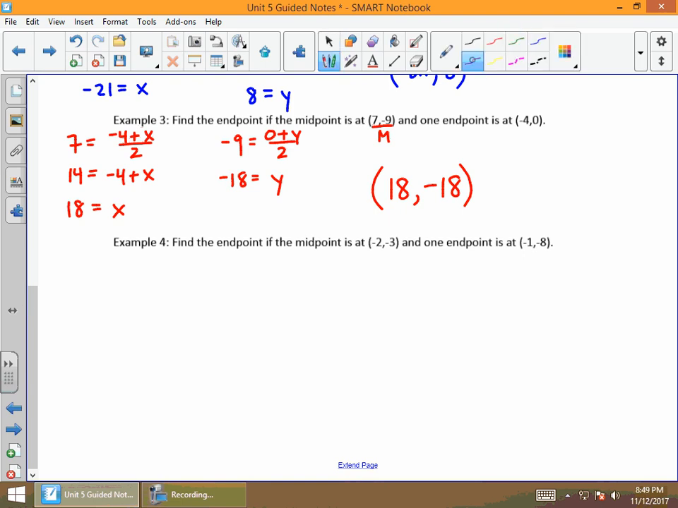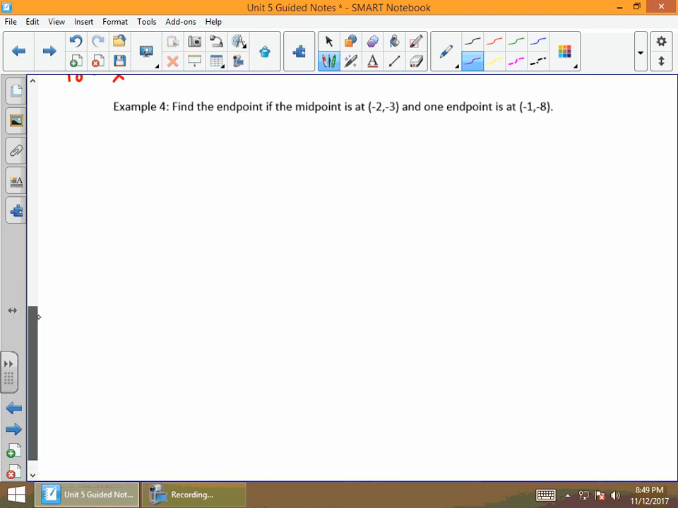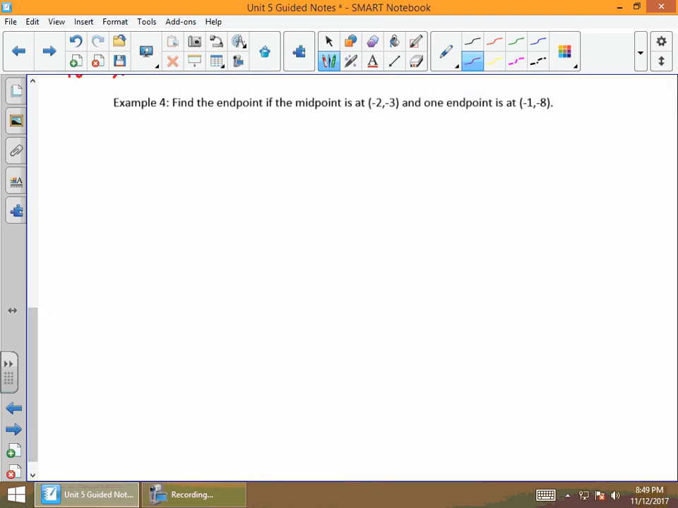Taking a look at number 4, we're going to do the same kind of process here. So let's find the endpoint. Here is my midpoint. So my midpoint for x is at negative 2. That is equal to my two x's, negative 1 plus x, divided by 2. Multiply both sides by 2. So negative 4 equals negative 1 plus x. Add 1 to both sides. Negative 3 is equal to x.